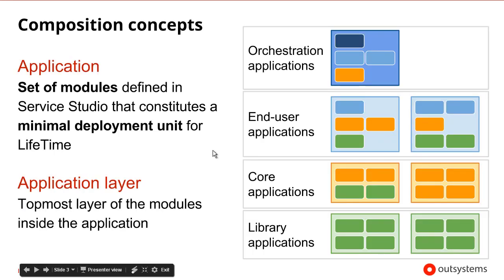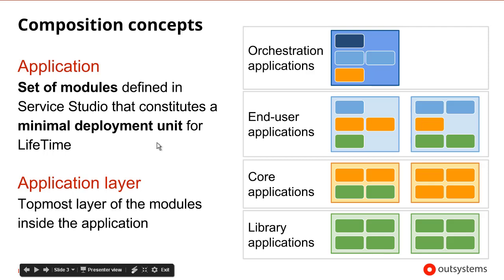Two of the key concepts that we need to understand are that of applications and application layers. These concepts will be familiar if you've completed the Designing Applications course. An application is a set of modules. We define the application and the modules inside of Service Studio. Applications are the minimum deployment unit for the lifetime management tool, and applications can have different versions of the application deployed to the various environments in the infrastructure.